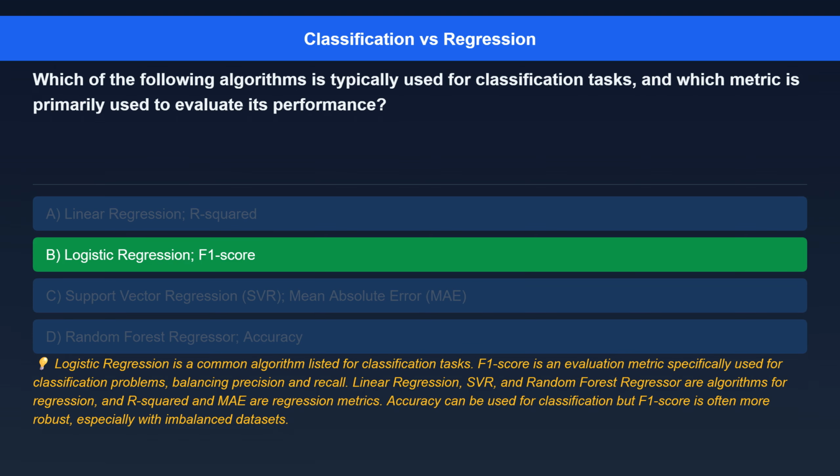The correct answer is logistic regression, F1 score. Here's the explanation. Logistic regression is a common algorithm listed for classification tasks. F1 score is an evaluation metric specifically used for classification problems, balancing precision and recall. Linear regression, SVR, and random forest regressor are algorithms for regression, and R-squared and MAE are regression metrics. Accuracy can be used for classification, but F1 score is often more robust, especially with imbalanced datasets.